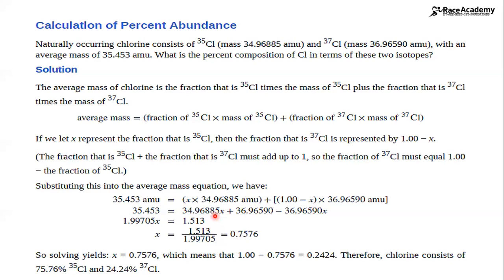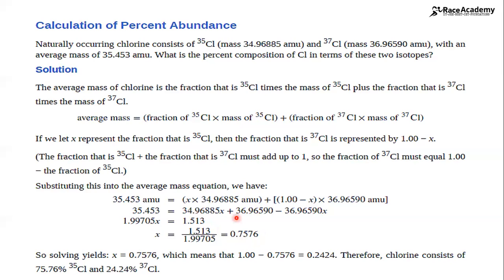Upon simplification, we got the X value. The X is nothing but the fractional abundance of chlorine-35, that is 0.7576, and that of chlorine-37 is 0.2424. That means chlorine consists of 75.76% chlorine-35 and 24.24% chlorine-37. So in this way, you can calculate the percentage abundance from the given isotopes.